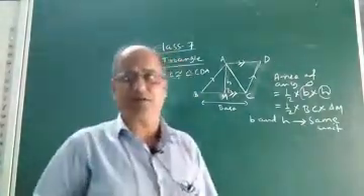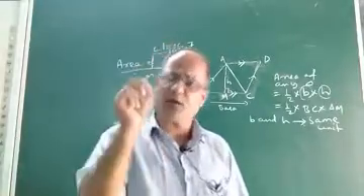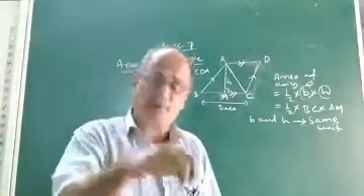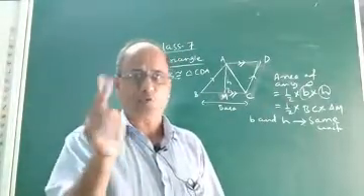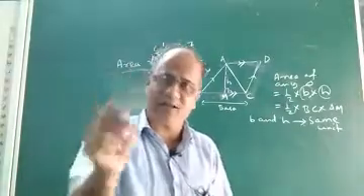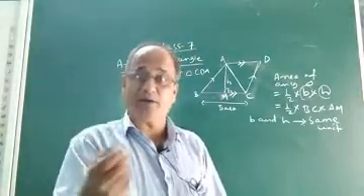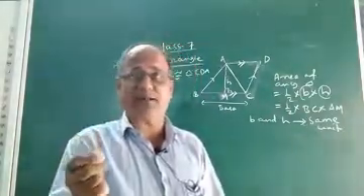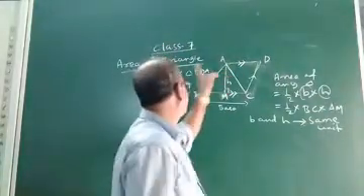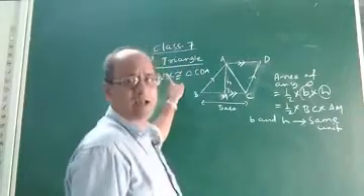Just remember this thing. Two congruent figures are always equal in area. But if two figures are equal in area, they may or may not be congruent. Any two figures which are congruent will have equal area. But if you are given two figures with equal area, they may or may not be congruent.